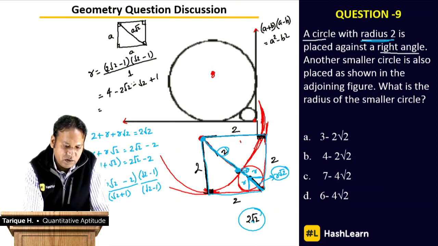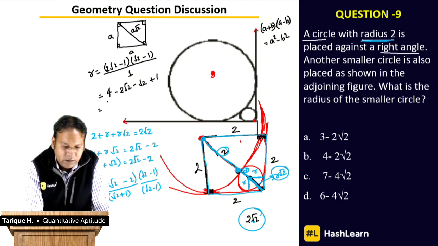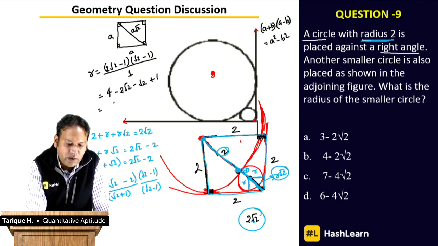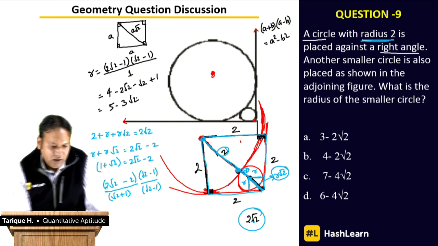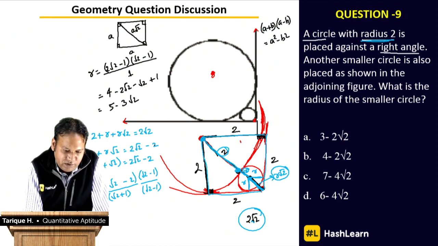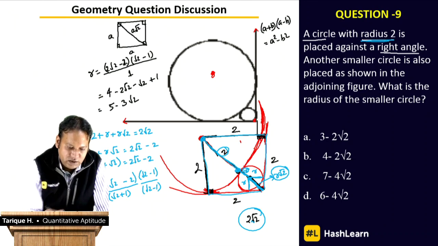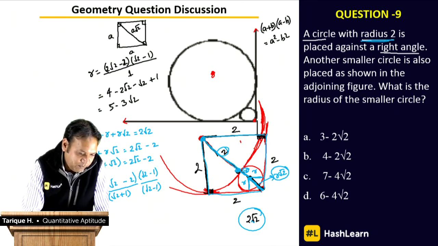Minus into minus is plus. So again, let's see once again: 2 root 2 into root 2, that is equal to 4, and minus 2 root 2, 2 root 2 minus 1, minus 2 root 2 minus root 2 plus 1, so that's equal to 5 minus 3 root 2. Something is missing here, let's see once again. 2 root 2 minus 2 we have taken, 2 root 2 minus 2 is there. Okay, just one correction again.